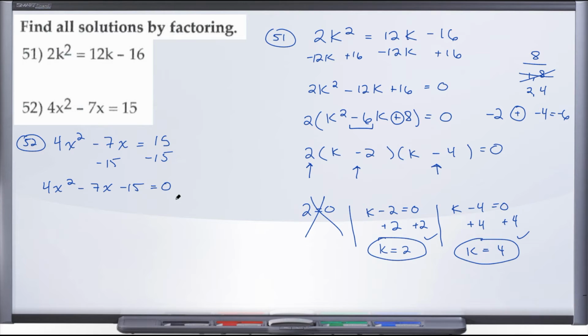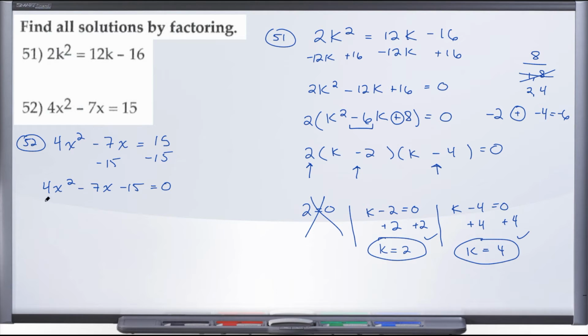Now that we have all of our terms on one side and the equation is set equal to 0, we can ask ourselves those two questions. Is there a GCF here? No, I don't think so. So question number 2, how many terms? Well, 1, 2, 3.